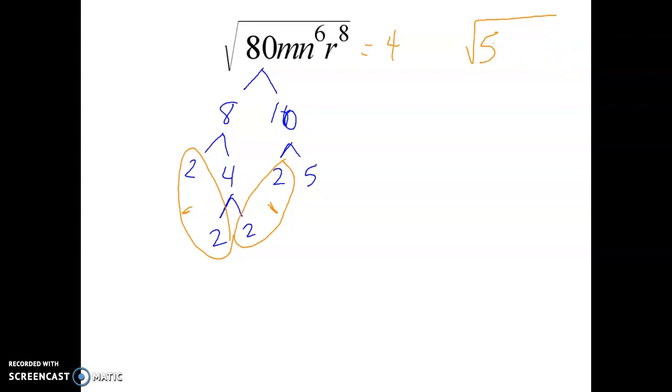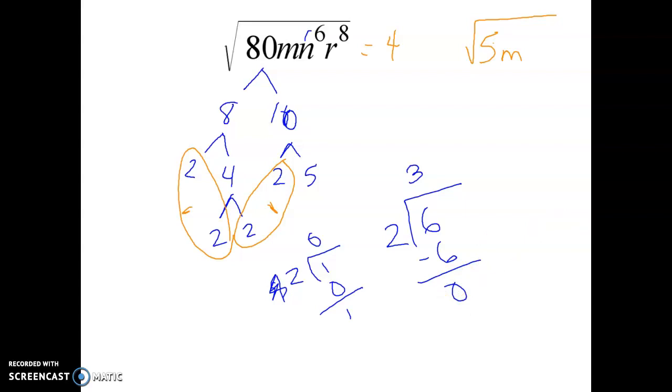Okay, now let's look at our variables. So look at that m. You remember that the exponent, when you can't see 1, that exponent is an understood 1. So if I try to divide that, 2 goes into 1 0 times with 1 left over. Basically what happens is 1 is too small. 2 doesn't go into 1. So that means my m to the first just has to stay on the inside. It's too small. All right, let's look at n. The exponent on n is 6. Divide that by 2. 2 goes into 6 3 times.